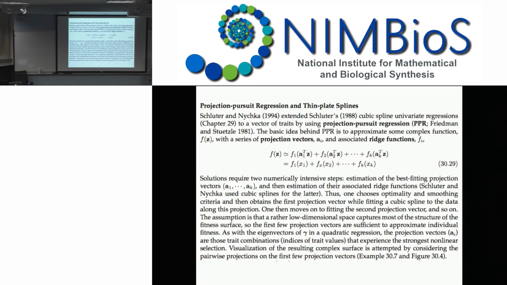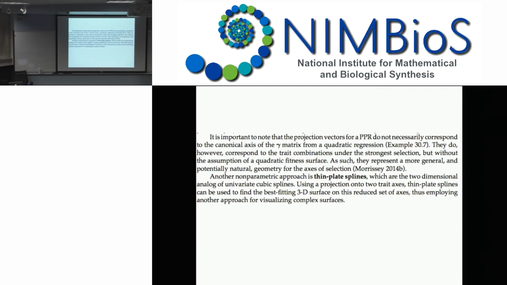Those projection vectors don't necessarily correspond to the eigenvectors of gamma, because you're optimizing something differently. Gamma is finding the best quadratic fit. The pursuit projection is trying to optimize it without making any assumptions. So it uses a criterion to get the projection vectors and then fits those. We'll give an example in a second where these don't necessarily match up with that.